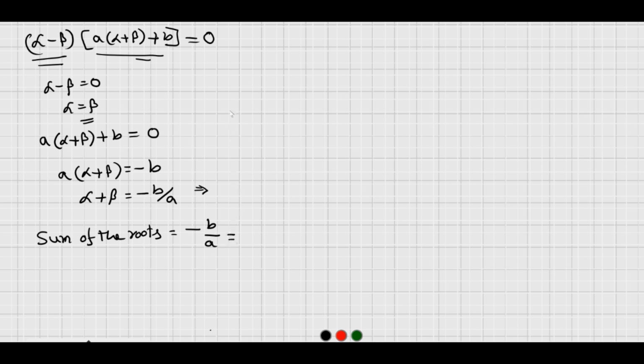What is the equation we assumed initially? It is ax square plus bx plus c is equal to 0, right? This is the quadratic equation. So here, b by a is the coefficient of x divided by the coefficient of x square, with a minus sign. Always in the denominator we get the coefficient of the highest degree, that is the x square degree.